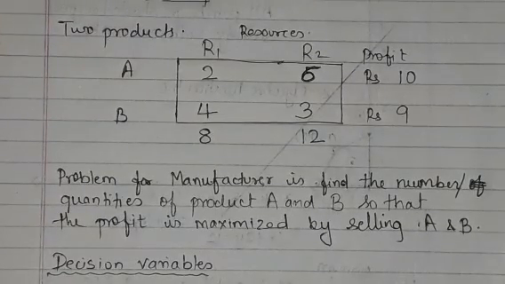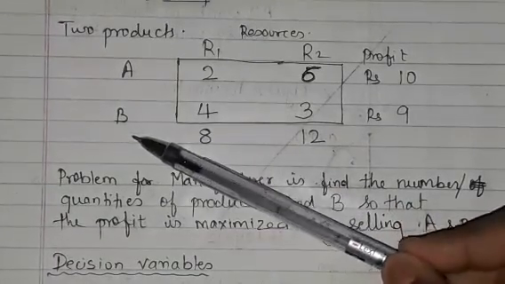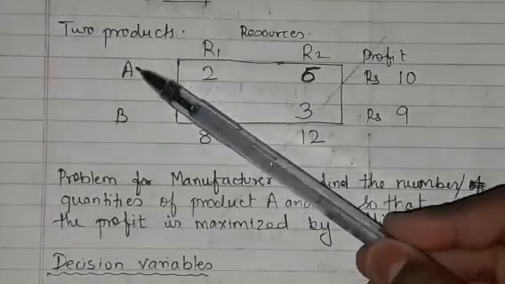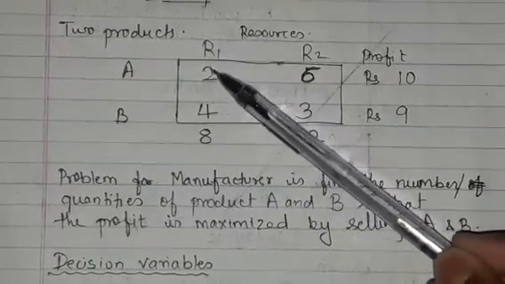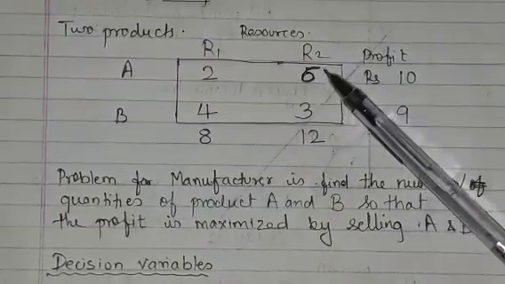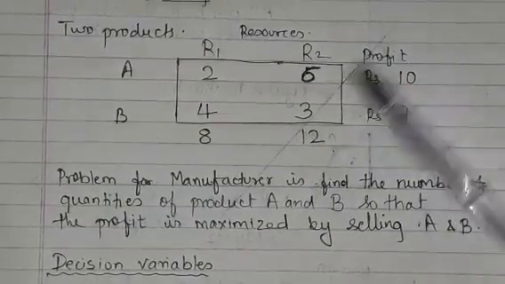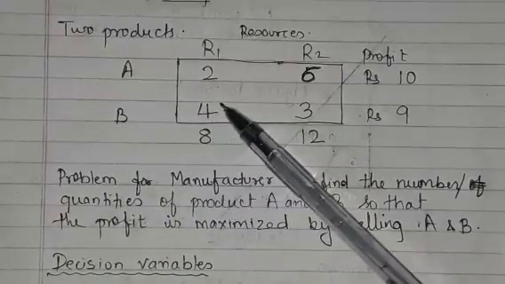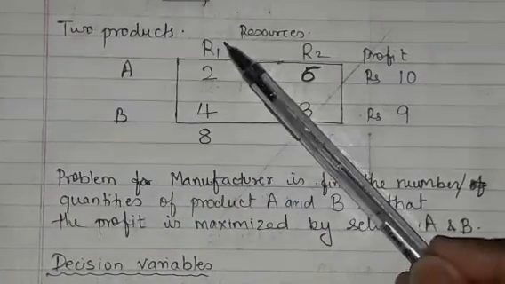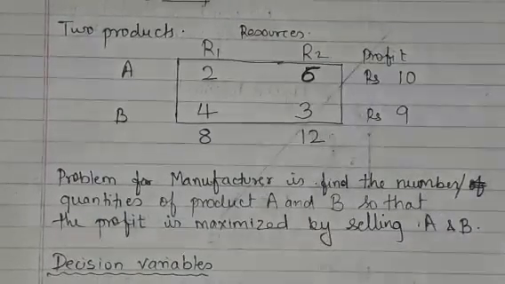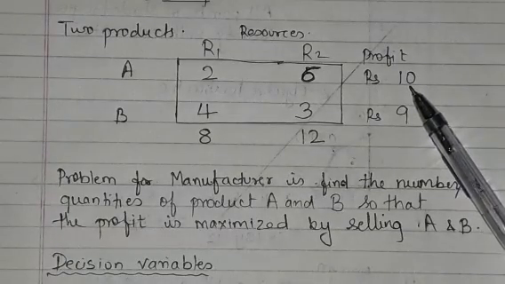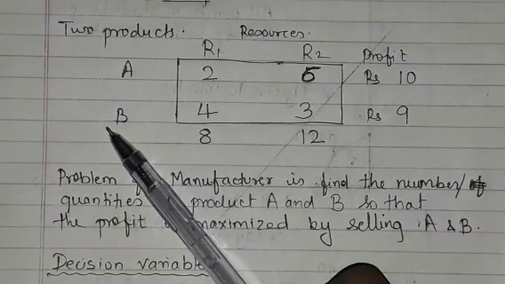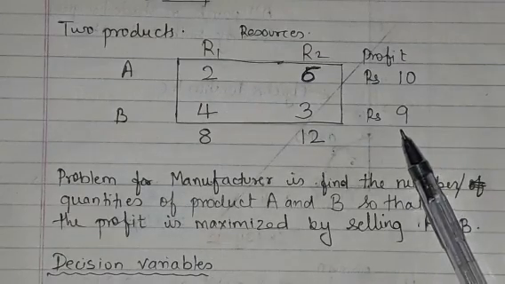So see, this is the example. Suppose, being a manufacturer, I have to make a decision that I have two products A and B, right? To make a product A, I need raw material R1 of 2 quantity and raw material R2 of 6 quantity, right? Similarly, to make a product B, I need 4 quantity of R1 and 3 quantity of R2, right? By making product A, I will get a profit of rupees 10 per product. By making product B, I'll make a profit of rupees 9.